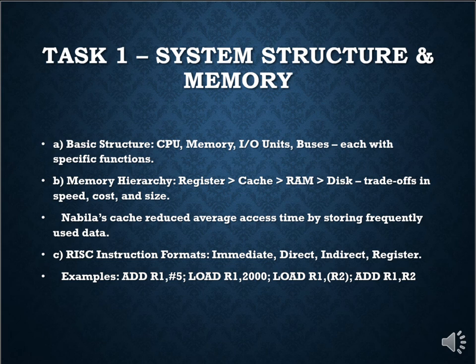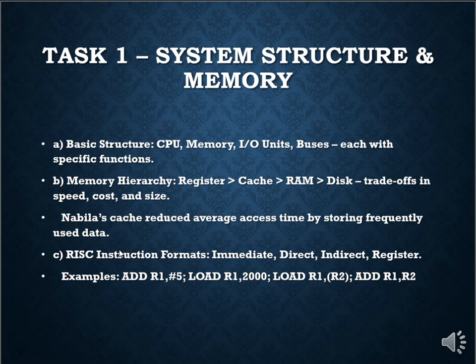We also discussed memory hierarchy, the idea that not all memory is equal. At the top, we have registers, tiny, extremely fast storage spaces inside the CPU. Next is cache, then RAM, then finally hard disks or SSDs, which are slowest but store the most data. In our design, Ms. Nabila implemented a two-way set associative cache. This groups memory addresses into sets and allows faster access by keeping frequently used data closer to the CPU.